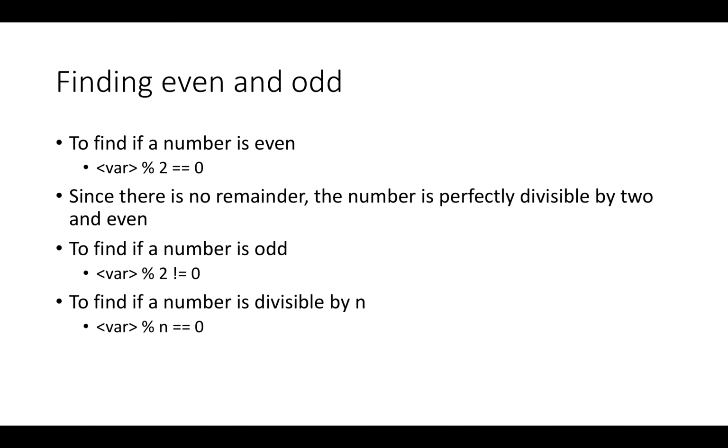Otherwise, we can also check to see if a number is divisible by any other number. So we can say variable name mod and what we want to check if it's divisible by, and if it equals 0, then it is perfectly divisible by that number. So let's say we wanted to see if, arbitrary number, 100 is divisible by 5. In this case, we would say 100 mod 5 equals 0, and since it is divisible perfectly by 5, the condition would be true because 100 is perfectly divisible by 5 with no remainder.